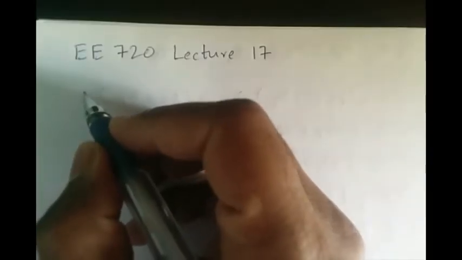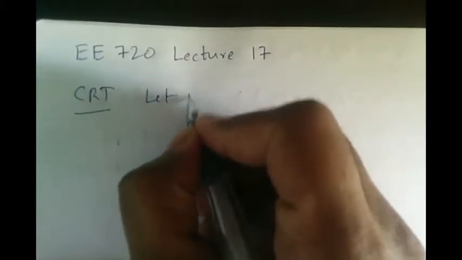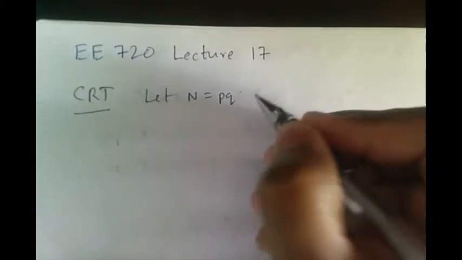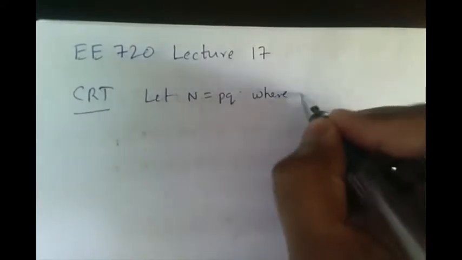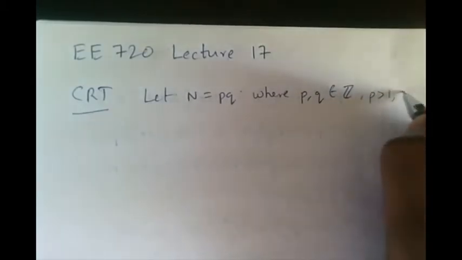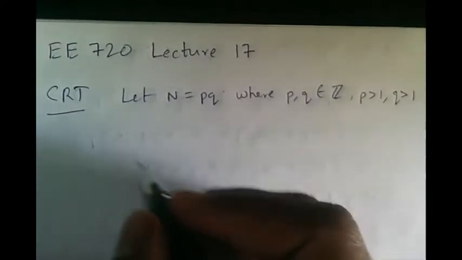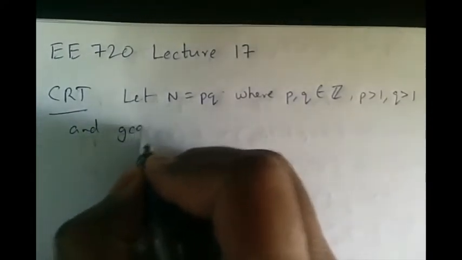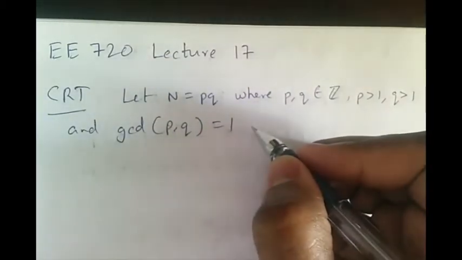So today we'll start with some applications of the Chinese remainder theorem. CRT. So you have n, which is p times q, where p and q are integers greater than 1, and the GCD of p and q is 1. So p and q are relatively prime.